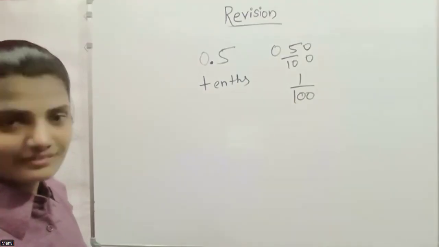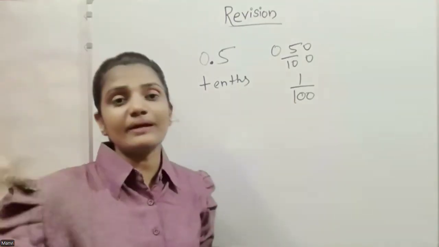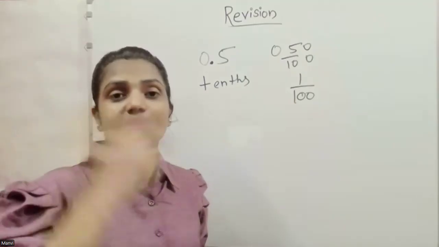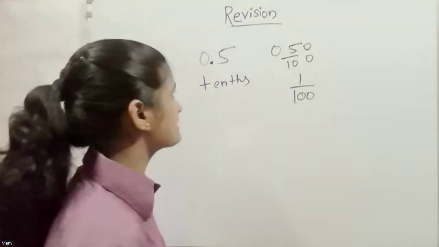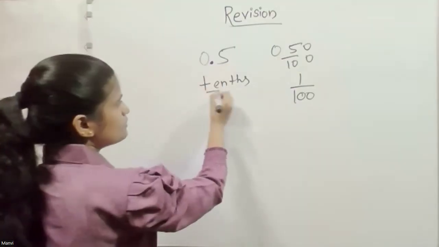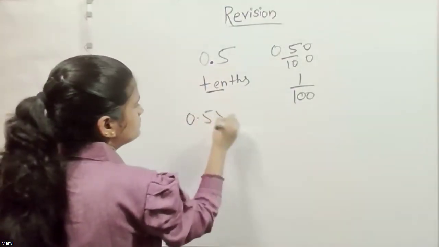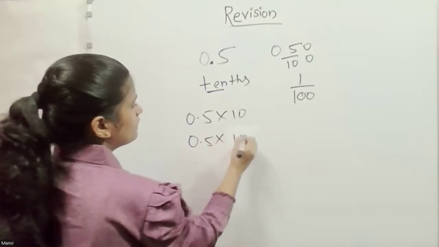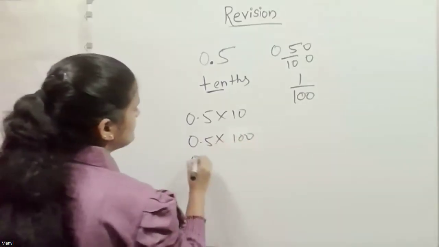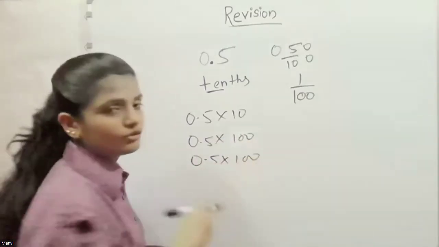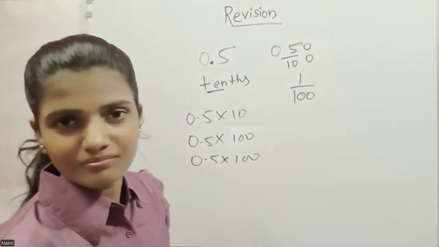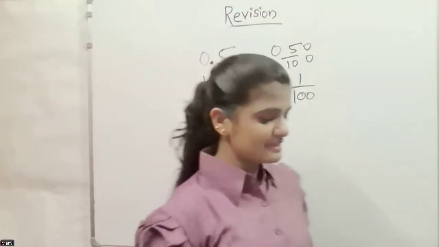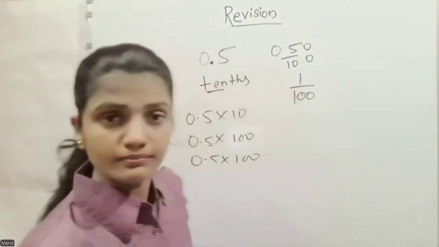And the trick behind this is, whatever they ask, you just need to multiply that number by it. For example, if they ask about tenths, multiply by 10. If they ask about hundredths, multiply by 100. If they ask about thousandths, multiply by 1,000. And you get your answer easily. Okay, easy. Now tell me the answer for question number 24.